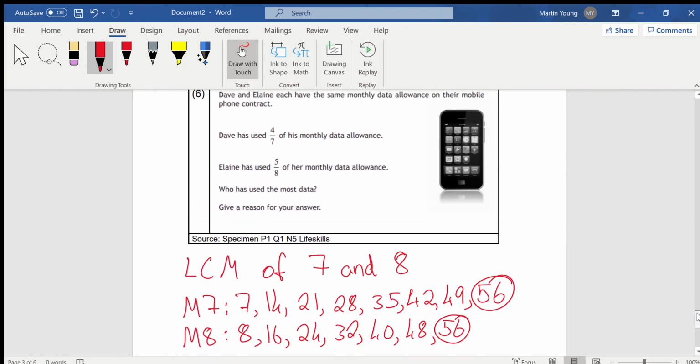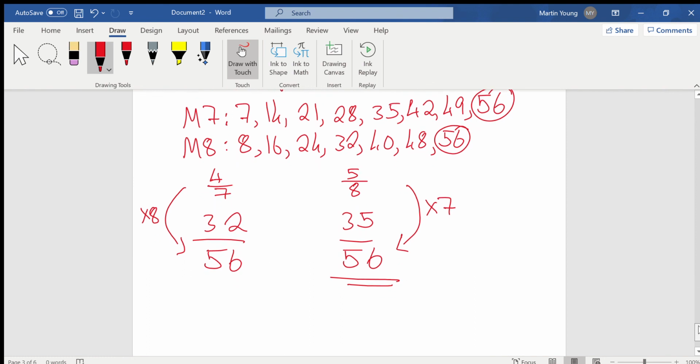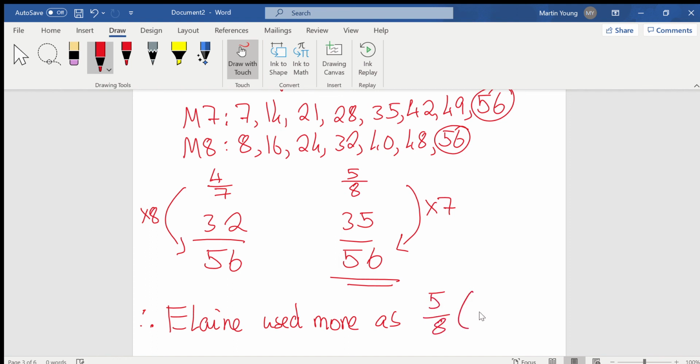and that is Elaine. 5 over 8 is more. Make sure you justify that. A wee therefore statement. So Elaine used more as 5 over 8, which is, you can put this in as well, 35 over 56 is greater than, wee symbol, 4 over 7, which was 32 over 56. Make sure you're always writing a wee statement to justify your answers.